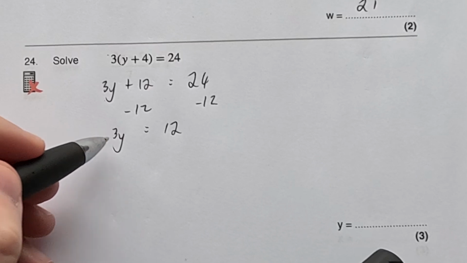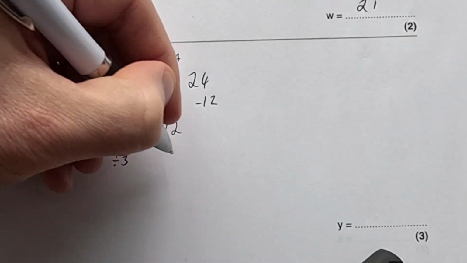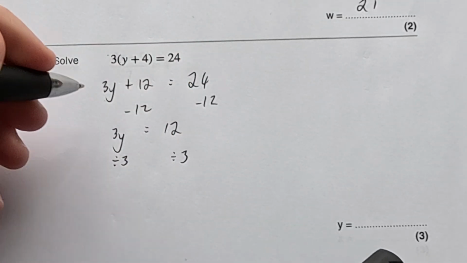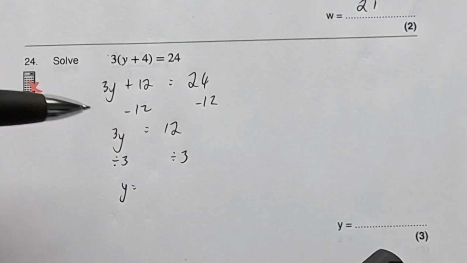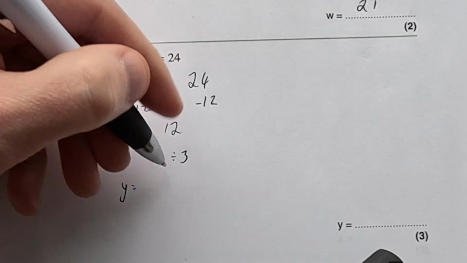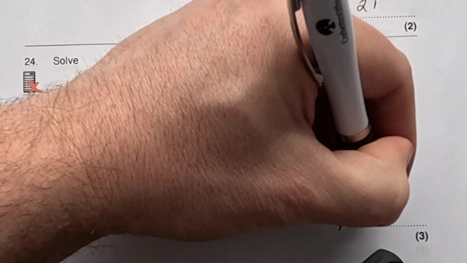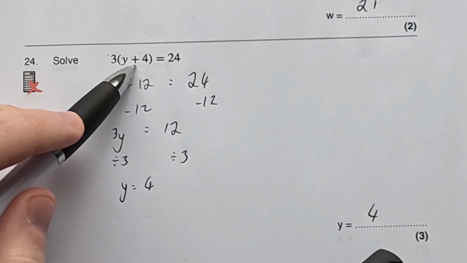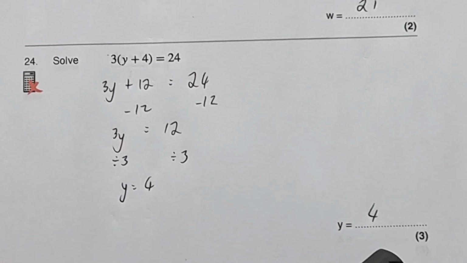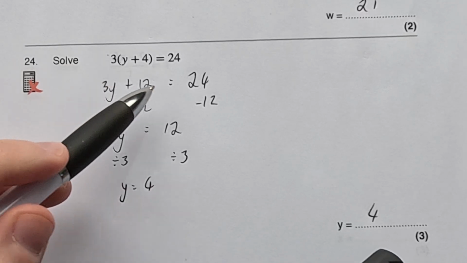We don't want this multiplied by 3 here, so we're going to divide by 3 and divide by 3. So on the left hand side we had 3 times y divided by 3, which would just be y. And on the right hand side of the equation we had 12 divided by 3, that's equal to 4. So y equals 4. And let's check our answer. 4 plus 4 is equal to 8, and 3 times 8 is 24. And that's it. So in this question I expanded the brackets.